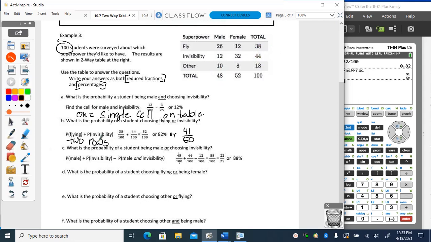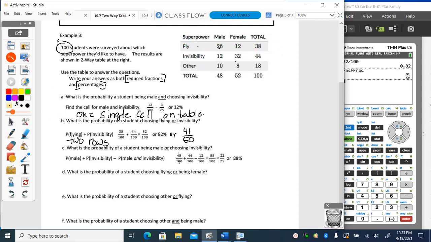So let's go back to the probability of a student choosing flying or invisibility. So that means we had 2 rows, flying and invisibility. We were looking at those two there. Those are parallel. If it's parallel, you're just going to add. When you can draw a line through the table and they're parallel, you're going to add them. So let's take a look at what happens when we do C.